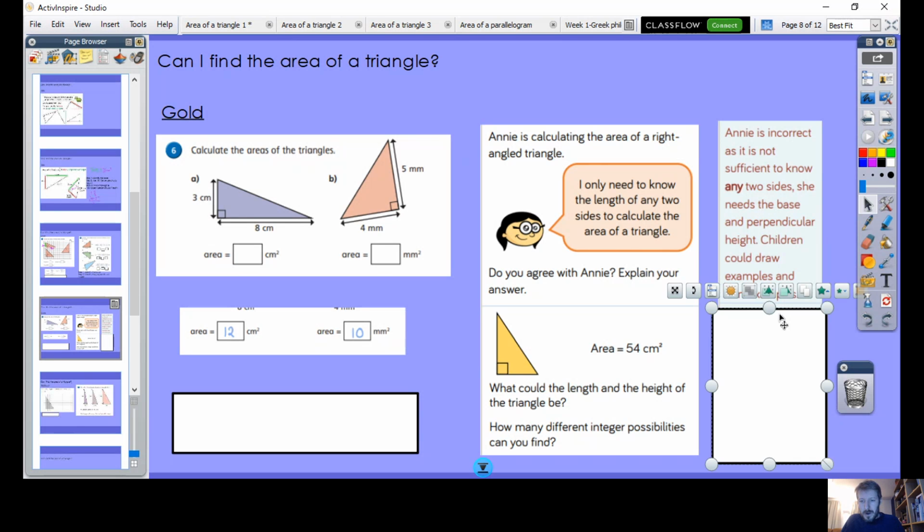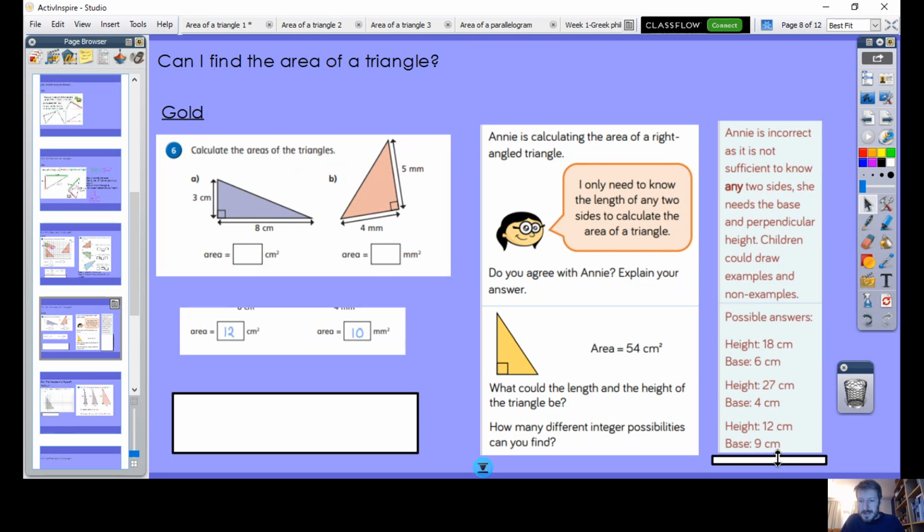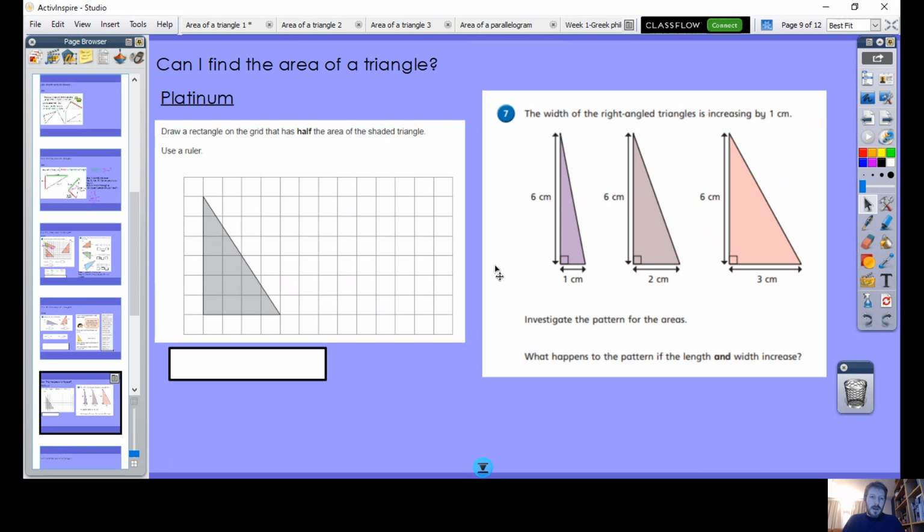And then this one down here, what could the length and the height be? So possible answers, you could have had height of 18, base of 6, height of 27, base of 4, height of 12, base of 9. All of those would have created 54 centimeters squared area triangle. Okay, well done.